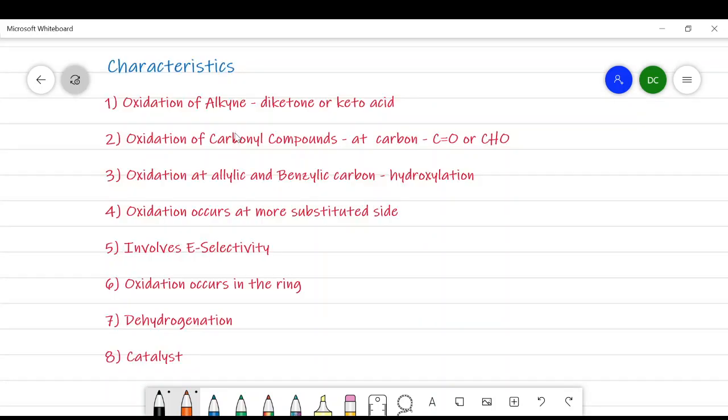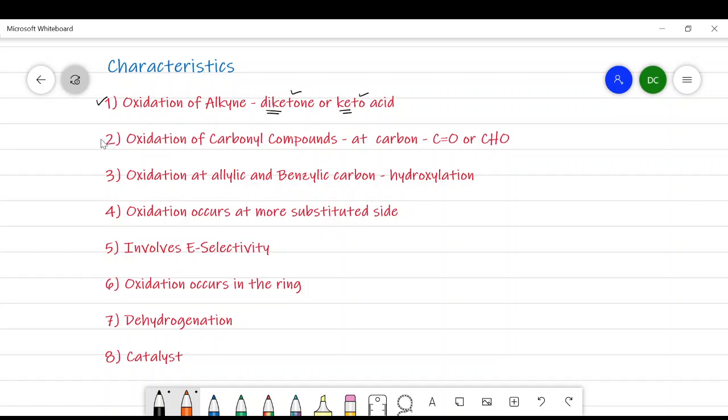Being an oxidizing agent, selenium dioxide is used for the oxidation of a number of compounds. These are the characteristics of selenium dioxide. It is used in the oxidation of alkyne, where it gives a product, that is diketone or a ketoacid. This diketone is observed when the alkyne is an internal one, and if the terminal alkyne is present, it is going to convert into a ketoacid.